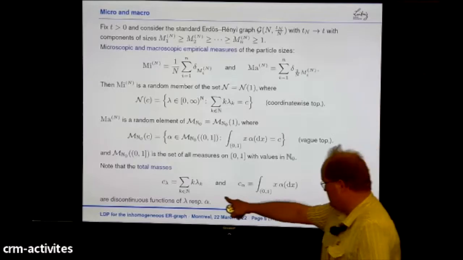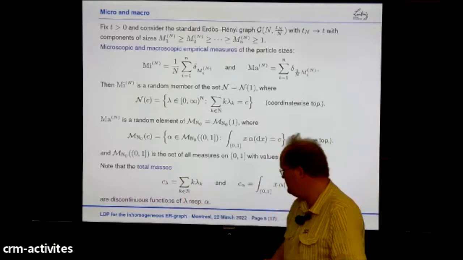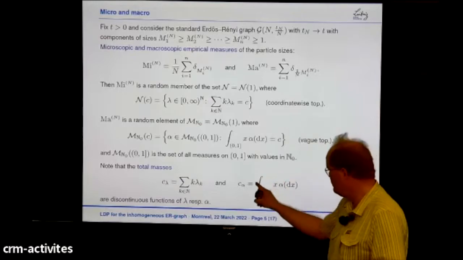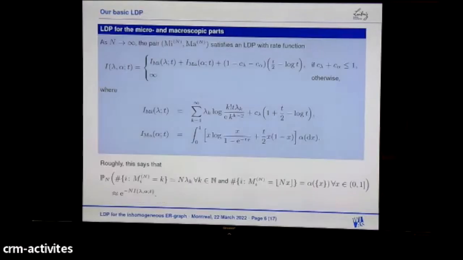This one here, C of lambda, if lambda is a collection of these numbers here, this is a non-continuous function of lambda, and analogically, this is also a non-continuous function that can lose mass. So this is our phase transition. If we're talking about phase transition, this is nothing but the well-known Erdős–Rényi phase transition from the 60s, but now on the scale of large deviation. So this is our large deviation principle for the standard Erdős–Rényi graph.